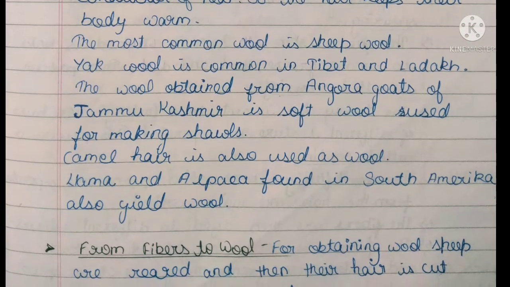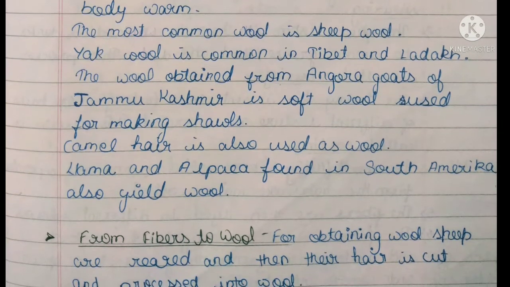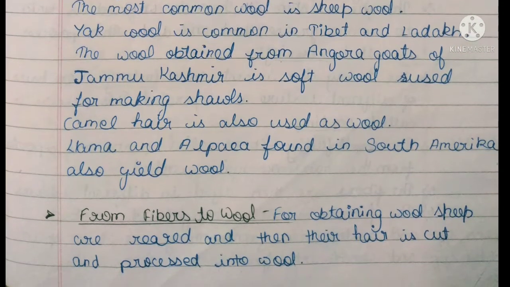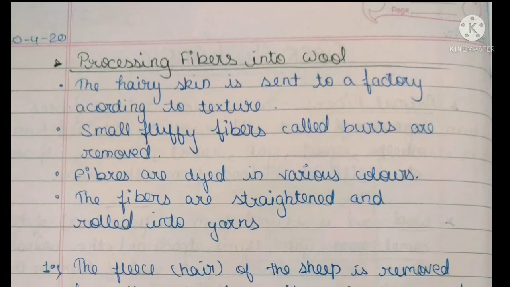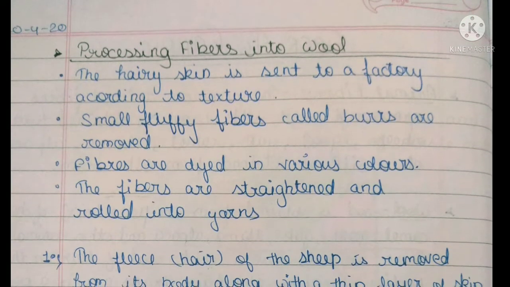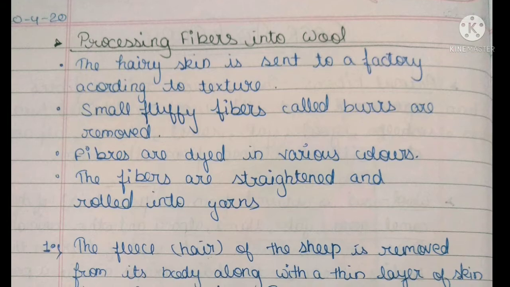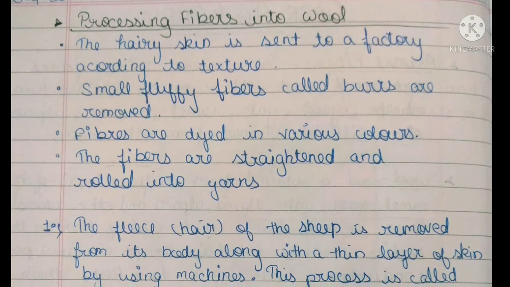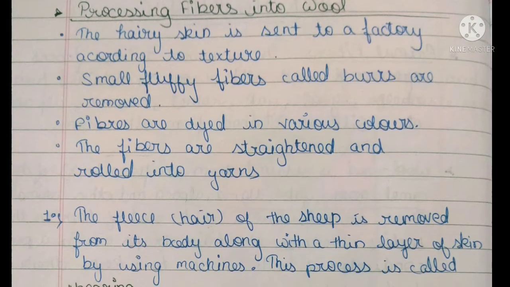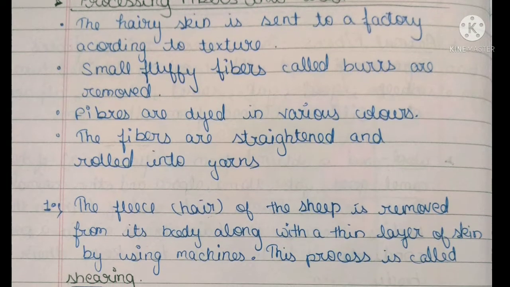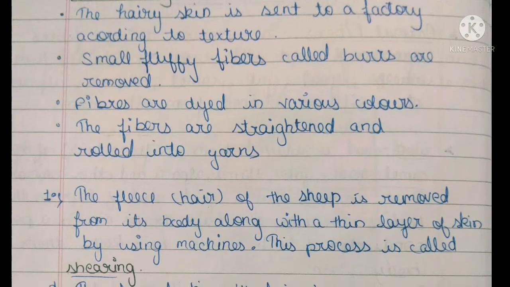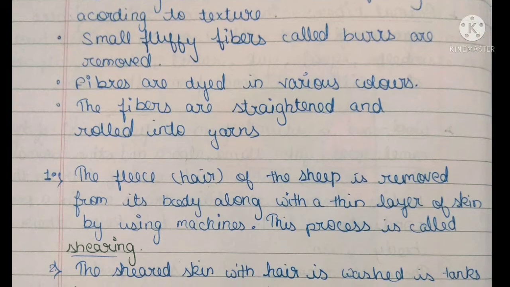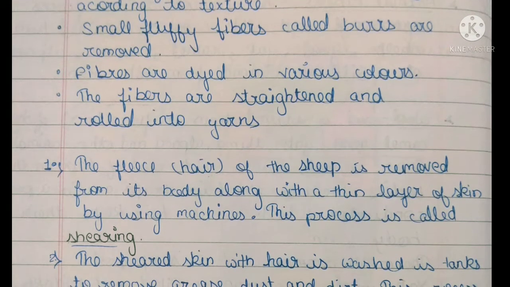From fibers to wool. For obtaining wool, sheep are reared and then their hair is cut and processed into wool. Processing fibers into wool. Point 1. Hairy skin is sent to a factory according to texture. Point 2. Small fluffy fibers called burrs are removed. Point 3. Fibers are dyed in various colors. Point 4. Fibers are straightened and rolled into yarns.